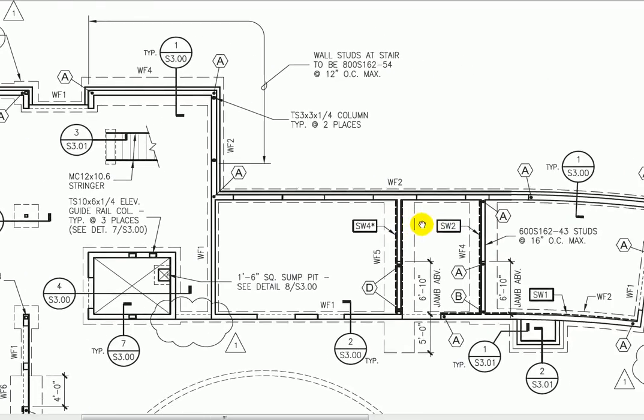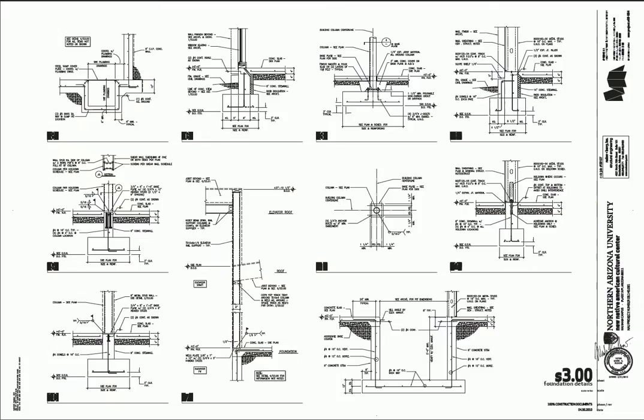Cutting over a little bit here. Here's one of these details. So I could go and let's look at this one right here. It's detail 1 on sheet S300, and it's cut right through here looking in this direction. So let's jump to that sheet and see what we can find.